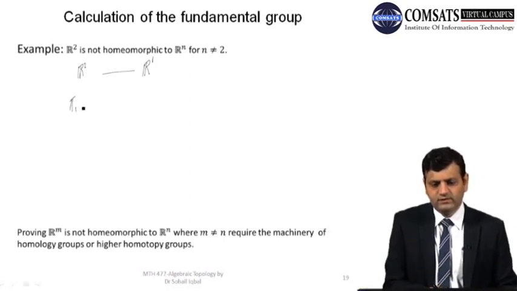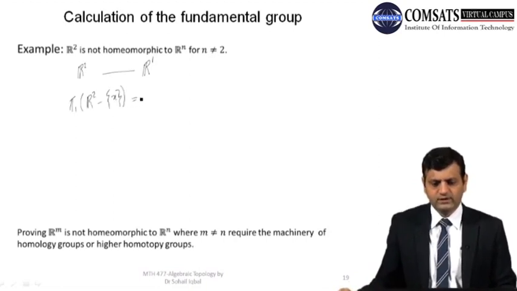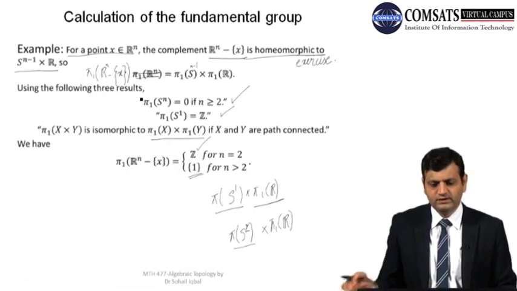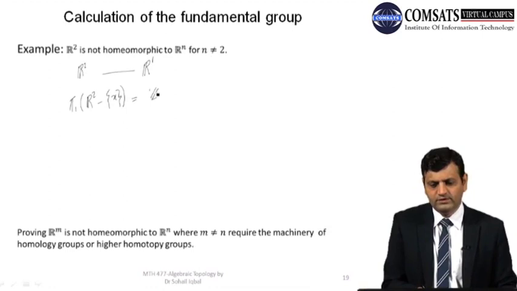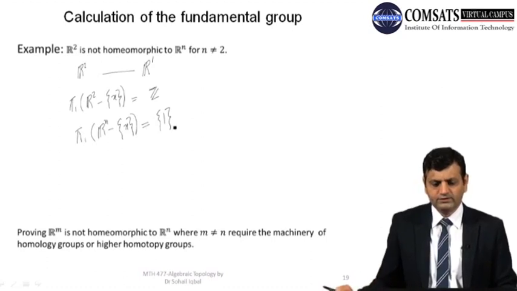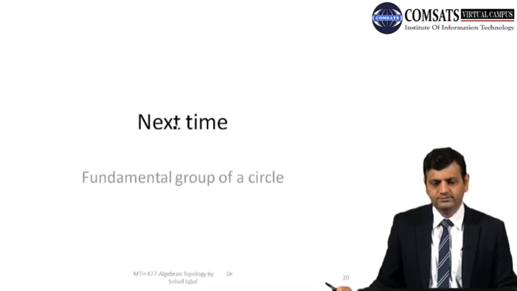Because we know that taking one point out from R2, what is the fundamental group? We have seen that when n is equal to 2, this is equal to Z, but we have also seen that pi 1 of Rn, when we take one point out, is still trivial. So that shows that R2 is not homeomorphic to Rn. Proving Rm is not homeomorphic to Rn when m is not equal to n requires the machinery of homology groups or higher homotopy groups, and we shall see this proof in our future lectures.